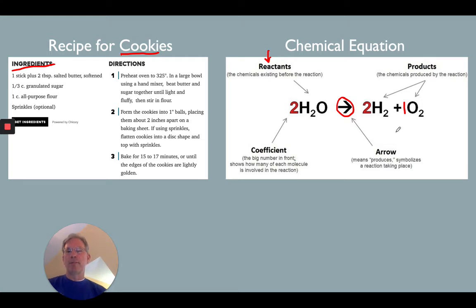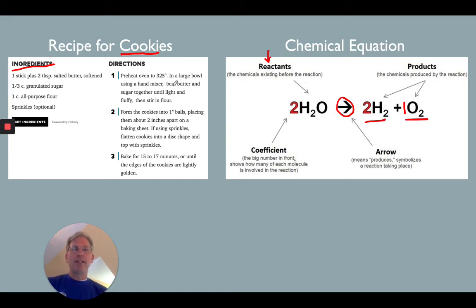So a couple things. Recipes have beginnings and endings. Reactions have reactants and products. In a recipe, generally you're making one thing. You're making cookies, but you might make a whole bunch of them. In a chemical reaction, you can get different things where you take chemicals, mix them together, and get 2 products.